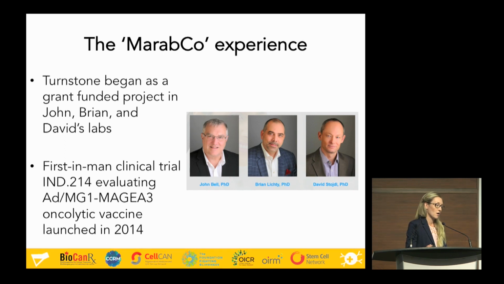So this concept of oncolytic vaccines was their collective intellectual property, and they had significant grant funding actually from OACR, multi-million-dollar grants, and the purpose of those grants was to launch a clinical trial. And so the grants supported all preclinical development and the phase 1 clinical trial. So a first-in-man clinical trial, referred to as IND 214, was launched in Canada back in 2014, and that was predating any company. So again, we did this just in grant money and trial and error, a lot of sweat equity.